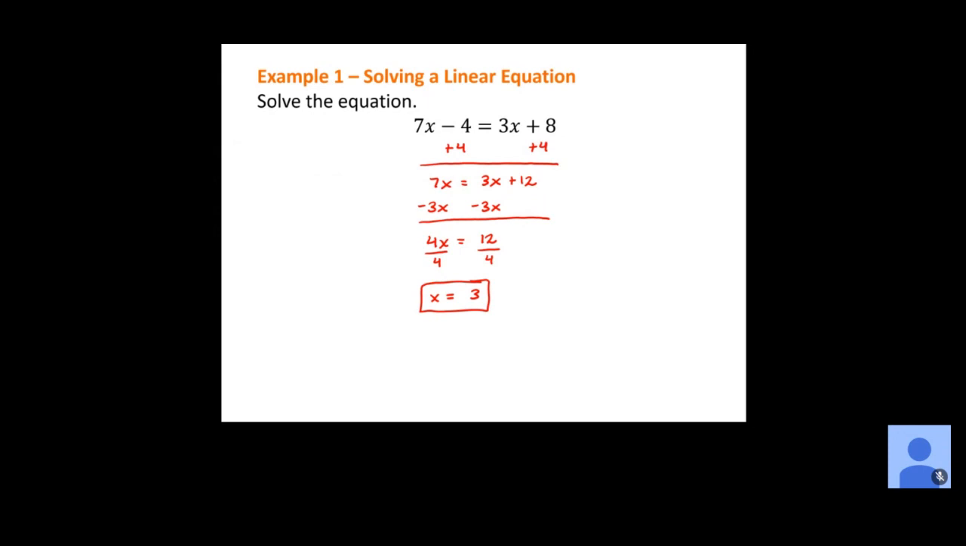Now, keep in mind, if you're ever unsure if you've done your steps correctly, you can very easily check these, because that solution should make the original equation true. So you can go back and plug it in. It's going to give you 7 times 3 minus 4 equals 3 times 3 plus 8. Right? And I put a question mark there because we just want to check and make sure this is actually equal. Well, what's 7 times 3?